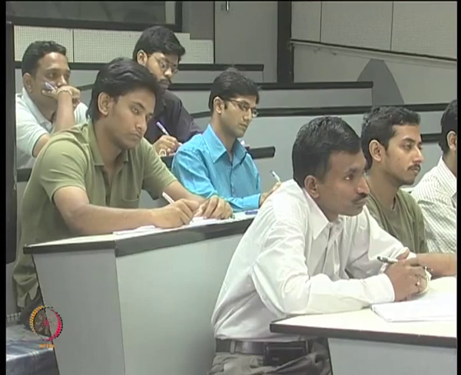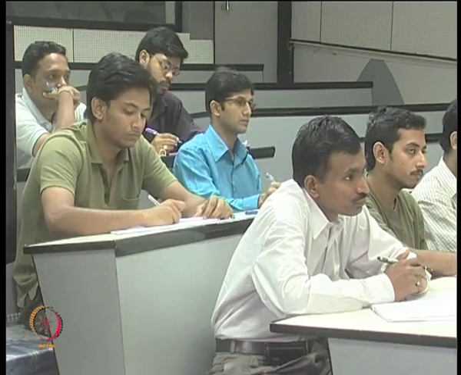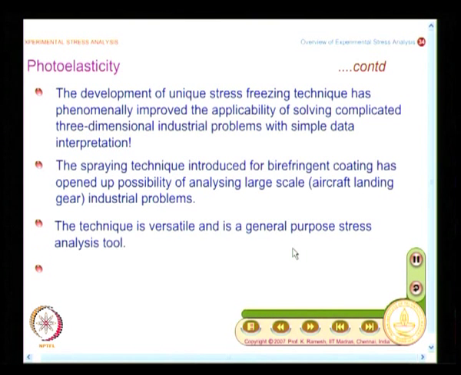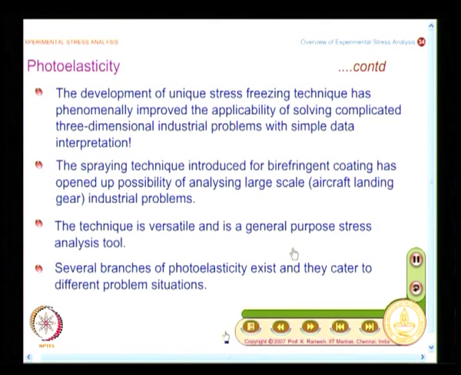So, it is done for huge problems on one spectrum. On the other spectrum, in dental mechanics, if you find they put a floss, they put a wire which goes round your tooth to hold it in place, those clamps are also analyzed by photoelasticity. So, it is a very small model. On the other hand, you have a very huge aircraft landing gear. So, the range is very vast, and it depends on the user how he uses the technique. And like strain gauges, it is versatile, general purpose stress analysis tool.